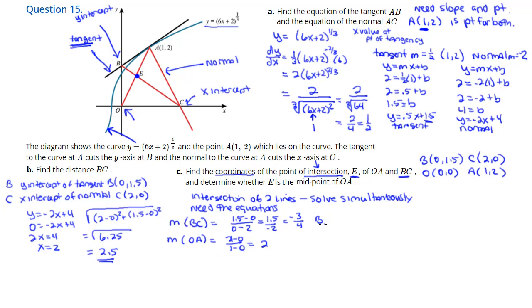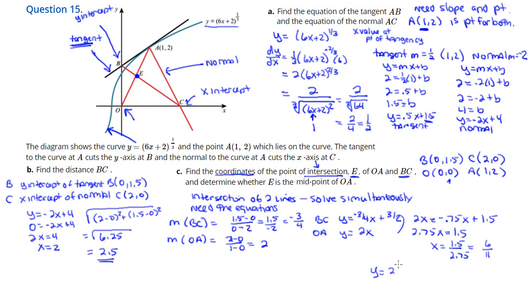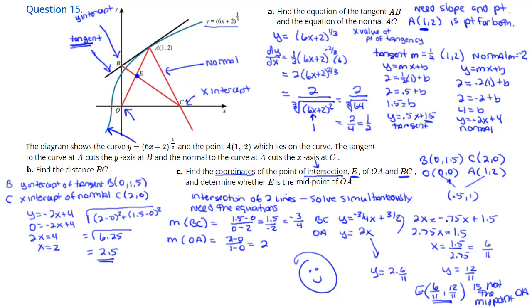Since BC's y-intercept is 1.5, I already know that. And since OA's y-intercept is (0, 0), I already know that. All I got to do is make them equal to each other and solve for x. I'm going to find out that x is going to equal 6 over 11. Then I plug it back into y = 2x, and I'm going to find out that y is 12 over 11. Then the question is, is it the midpoint? Well, no, it's not the midpoint, because the midpoint of OA is actually (0.5, 1), which is really close to (6/11, 12/11), but it's not the same.